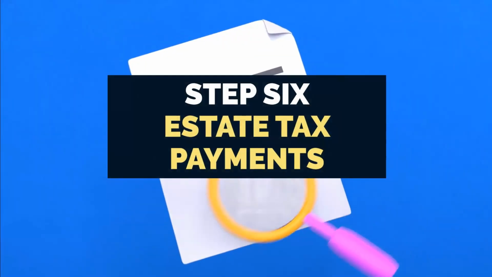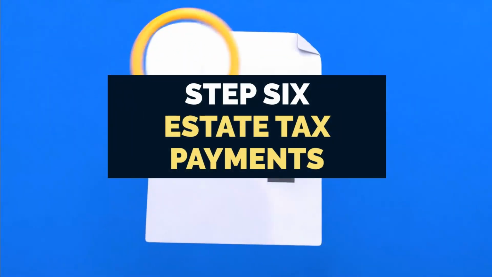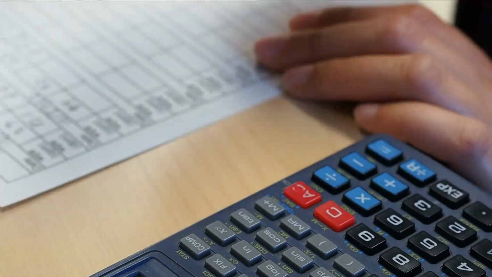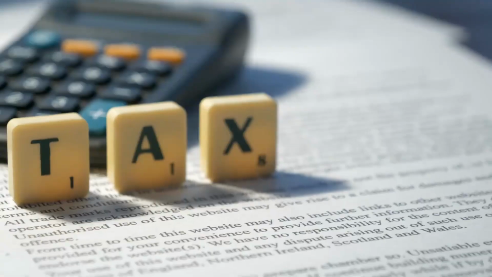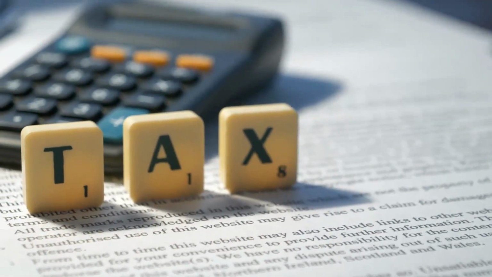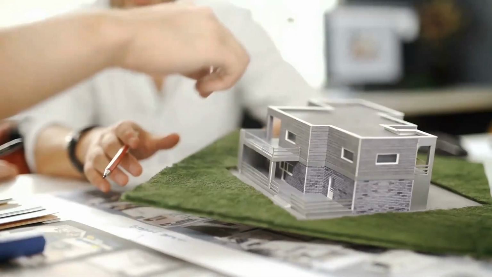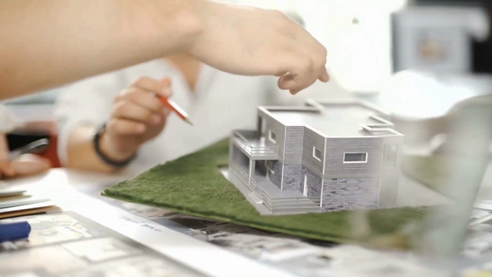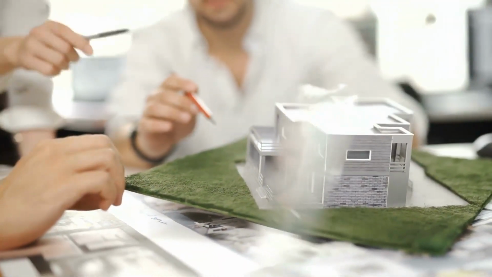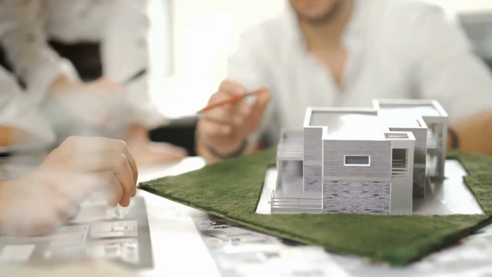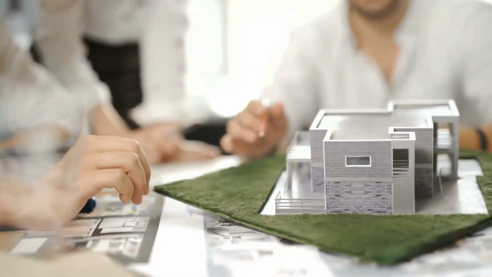Step 6. Estate tax payments. The personal representative is also responsible for making sure all estate taxes are paid. That includes federal and state taxes, which the state of California imposes. If the estate has been distributed before the taxes are paid, and there isn't sufficient property left to pay those taxes, personal liability may be imposed.